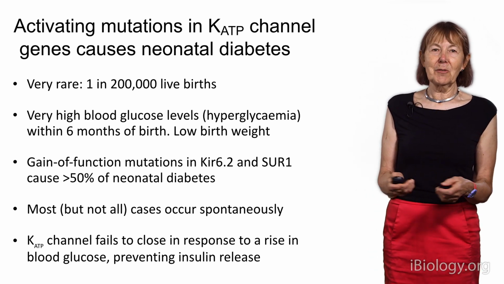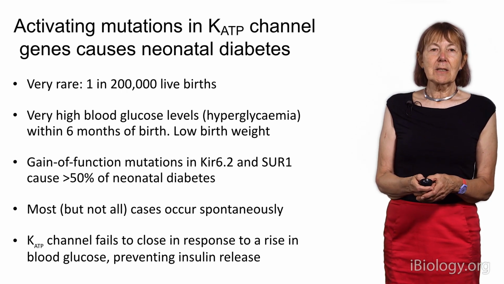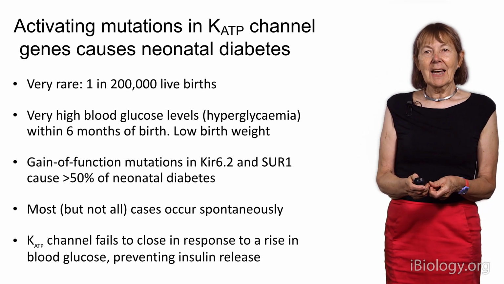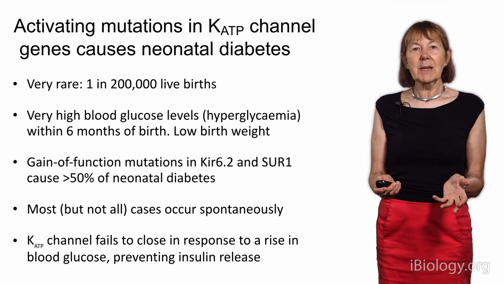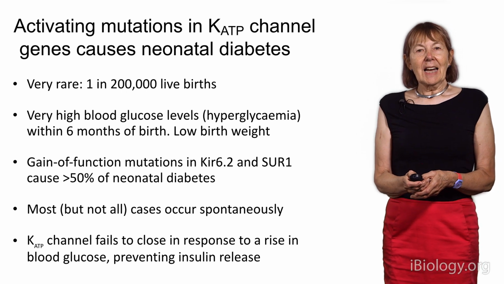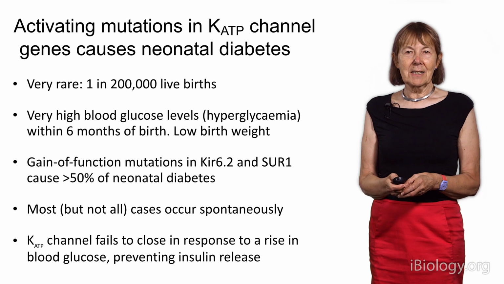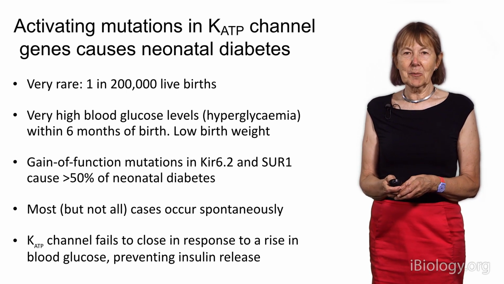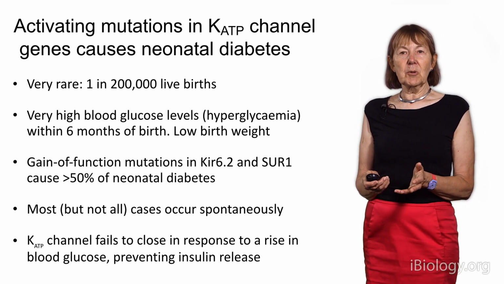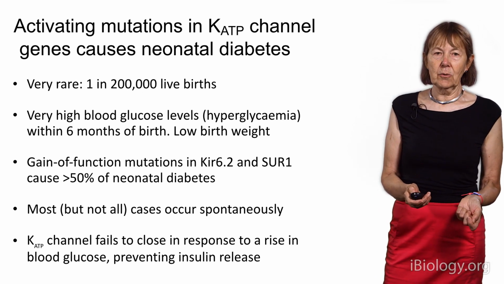This is why they took such a long time to find. About 1 in 200,000 live births. And patients develop very high blood sugar levels within 6 months of life. And they usually have a really low birth weight because they're lacking in insulin, which is a growth factor. And about 50% of all of the cases of neonatal diabetes are caused by these gain-of-function mutations in either KIR6.2 or SUR1. And interestingly, most of them occur spontaneously, which means that they're found in the patient, but not in either the father or the mother.